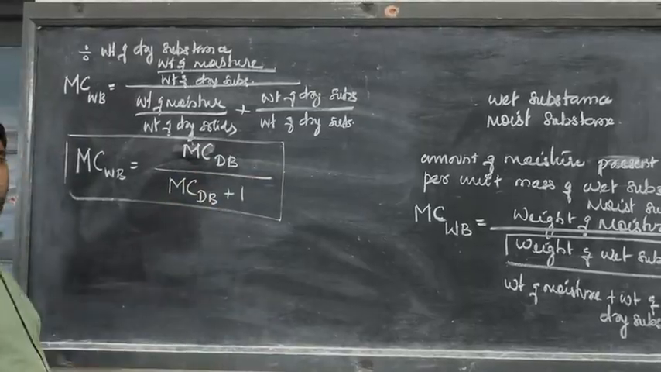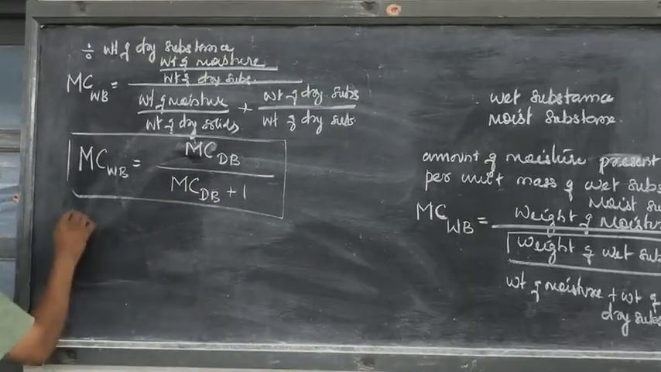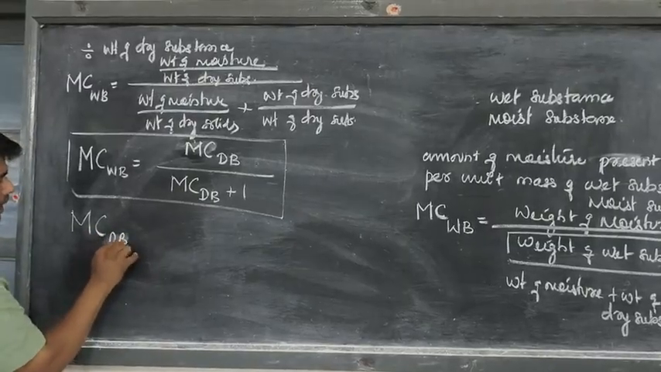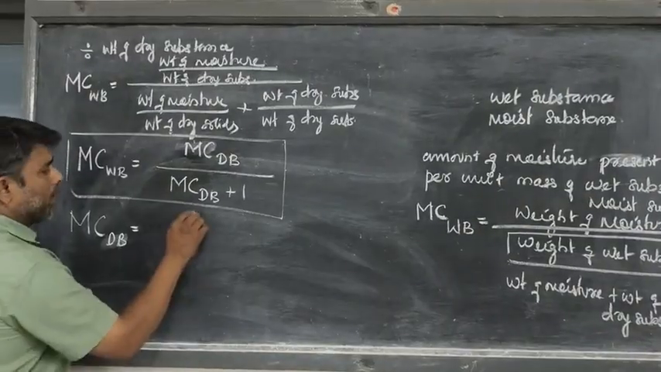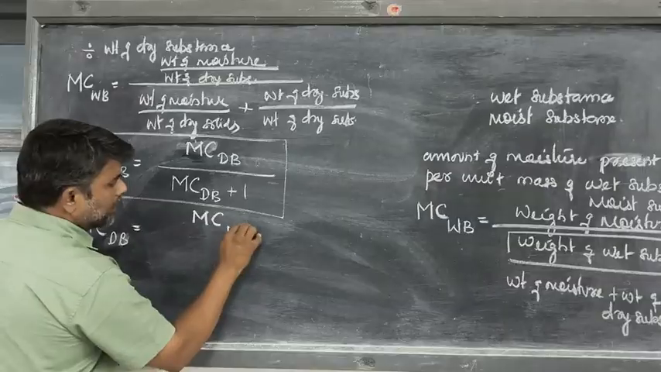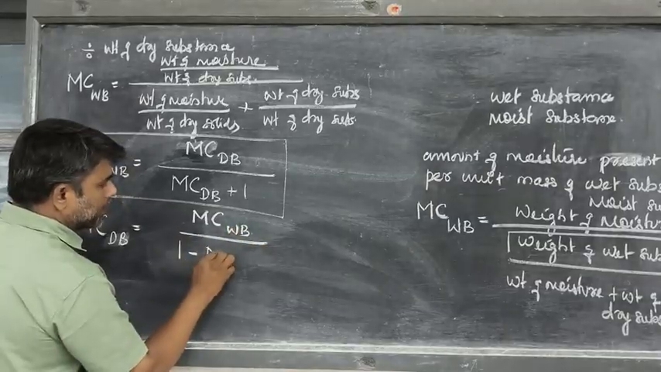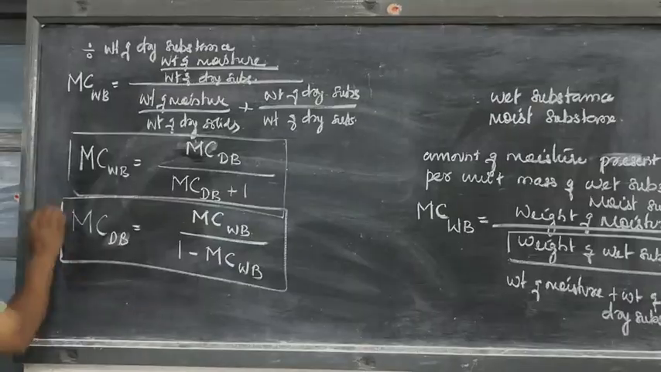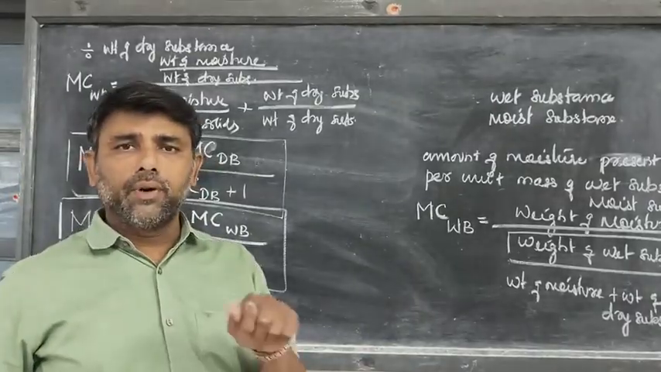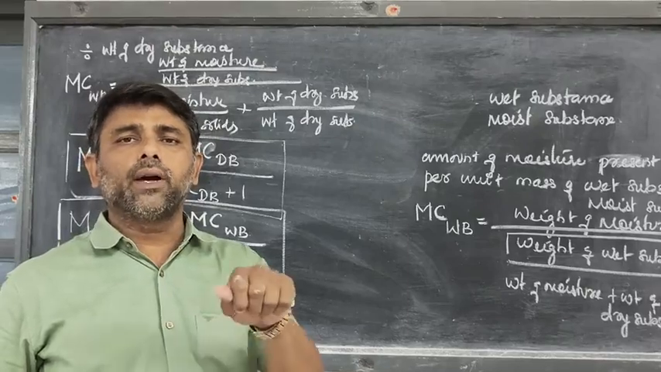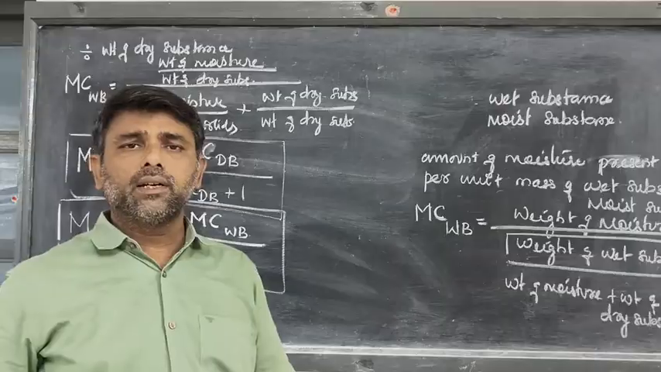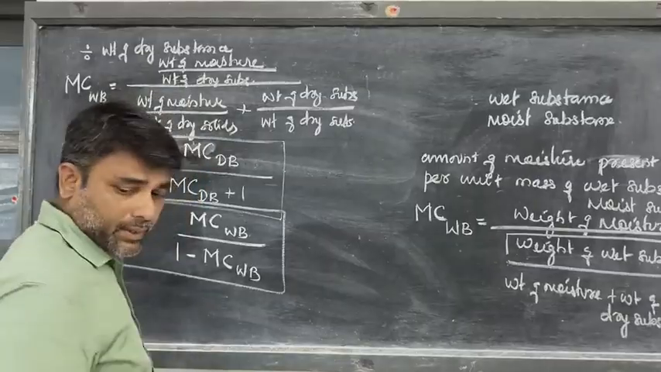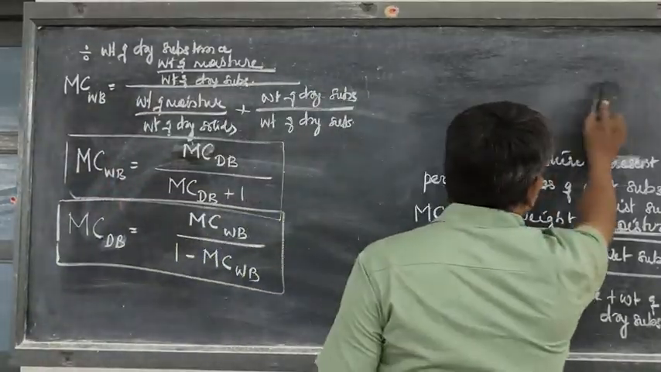Now this equation can be rearranged in order to find out moisture content on dry basis. Moisture content on dry basis is equal to moisture content on wet basis divided by 1 minus moisture content on wet basis. Using these two equations, if moisture content on wet basis is given, it is easy to find out moisture content on dry basis. If moisture content on dry basis is given, it is easy to find out the moisture content on wet basis. Let us see a couple of examples.